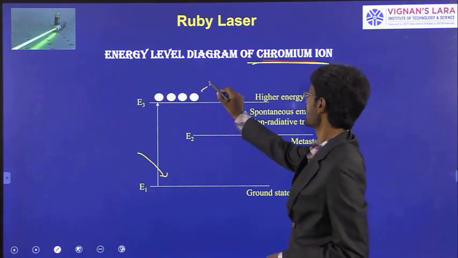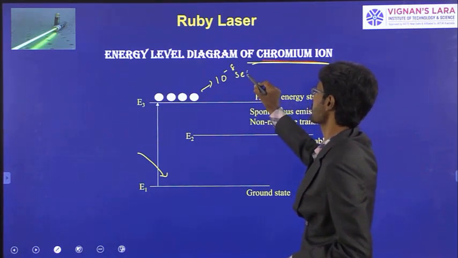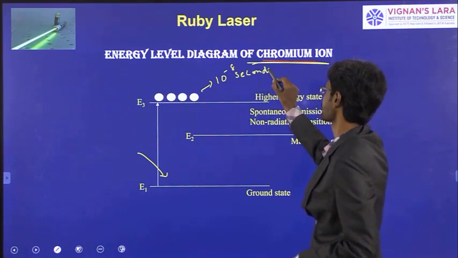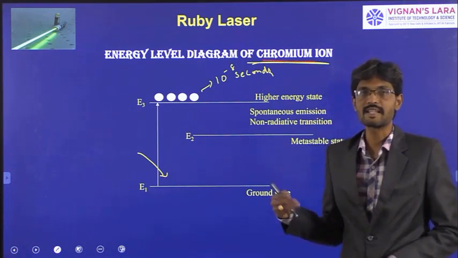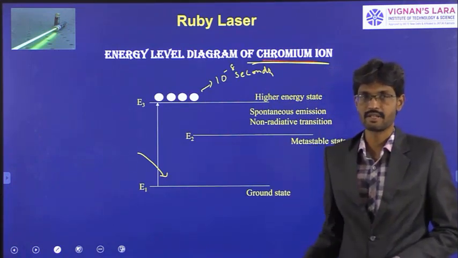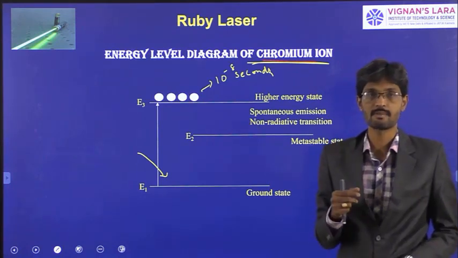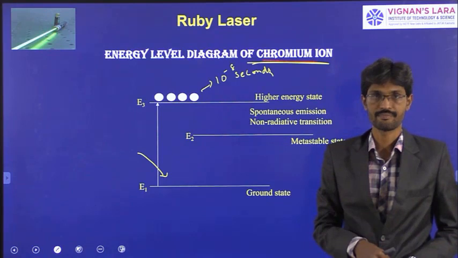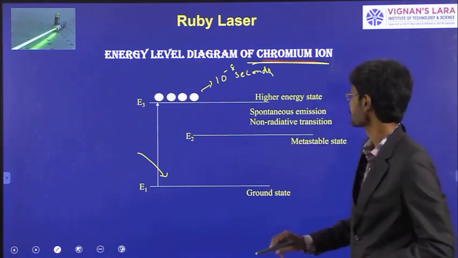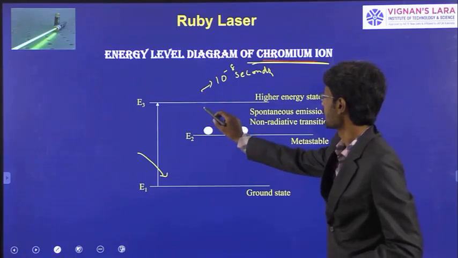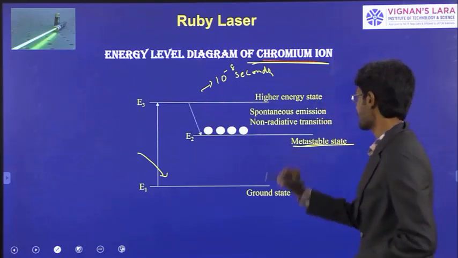Here, these chromium ions stay for a time of 10 to the power of minus 8 seconds. E3 is not a metastable state. That's why the lifetime in E3 is 10 to the minus 8 seconds. And these chromium ions make spontaneous emission and come back to E2, and E2 is a metastable state here.